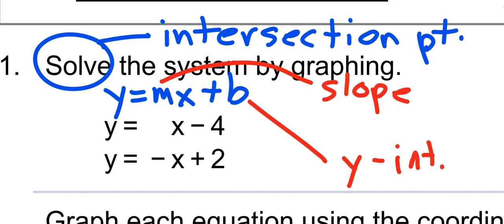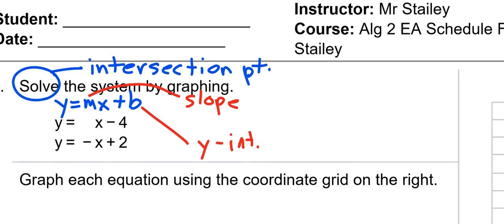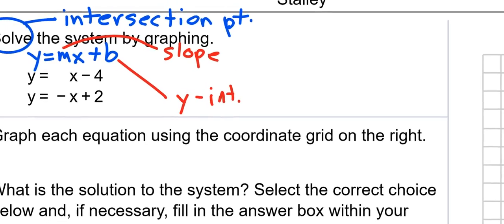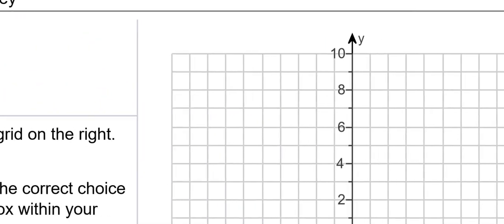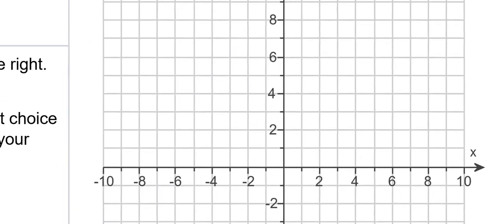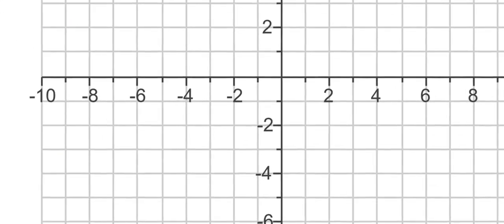Okay, your b value. How do I use that on the first one, y equals x minus 4? How do I use that to graph y equals x minus 4? What's the y-intercept? -4, okay. So, zoom in as far as you need to find -4. Put yourself a dot right there.